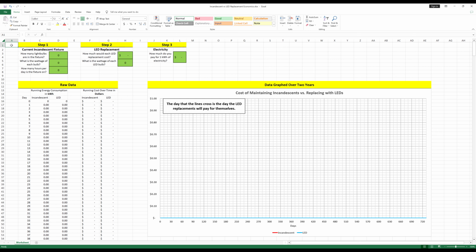Good morning, afternoon, or evening, and welcome to this quick little tutorial where we'll walk through this spreadsheet tool I created to go through the numbers and economics of replacing a currently working incandescent light fixture in your home or business or wherever with LED replacement light bulbs.